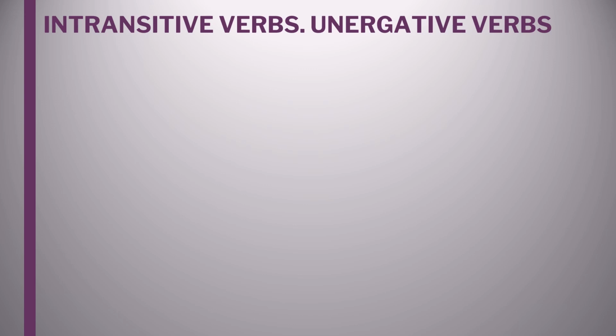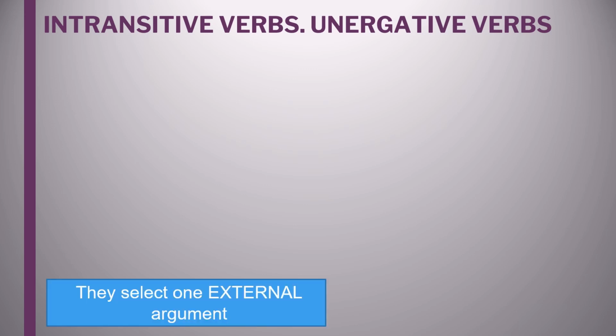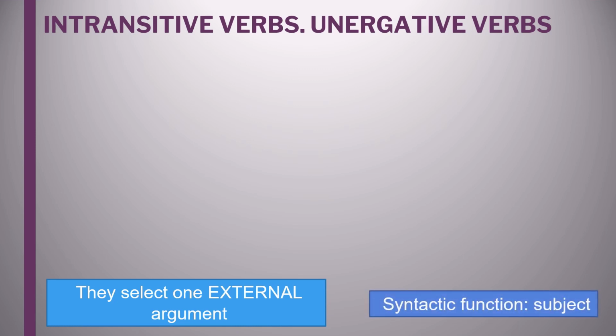So let's start describing unergative verbs. These verbs, as we have already seen in the previous slide, select one external argument. This argument occupies the subject position. That is, its syntactic function is that of subject. Let's see a couple of examples.